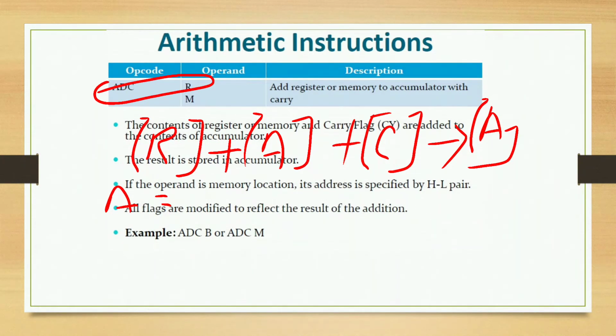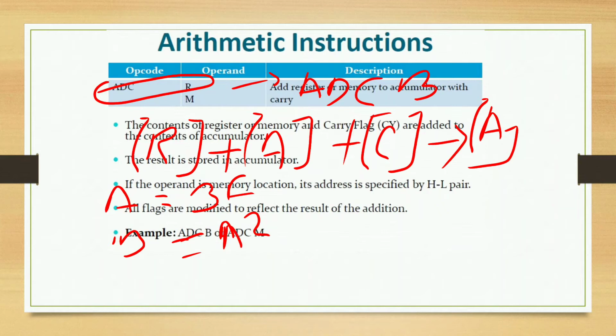Suppose A equal to 3F, ADC R means, for example, ADC B. Then register B is A2, is added with the carry status, and carry status which is generated in previous operation. Suppose the carry status is 1, so this carry is added to this operation.